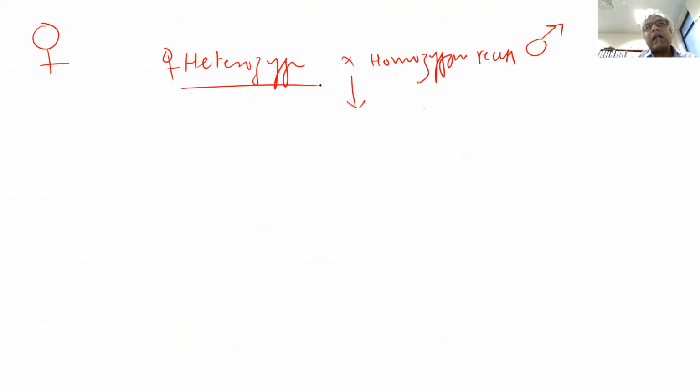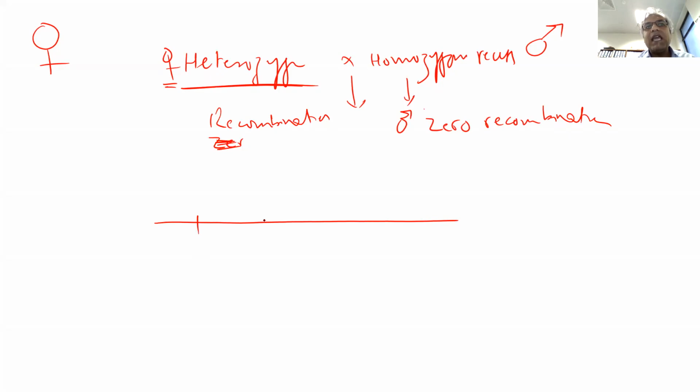What we know, and Morgan's lab knew this, is that males in fruit fly show zero recombination, no recombination at all. It's only females which show recombination. So when you are going to map genes, let's say A, M, N, P along the same chromosome, you will use females and tester. So the male will always be the tester.